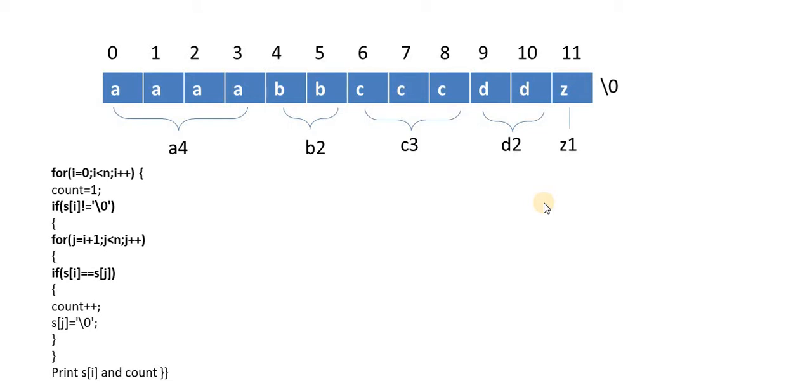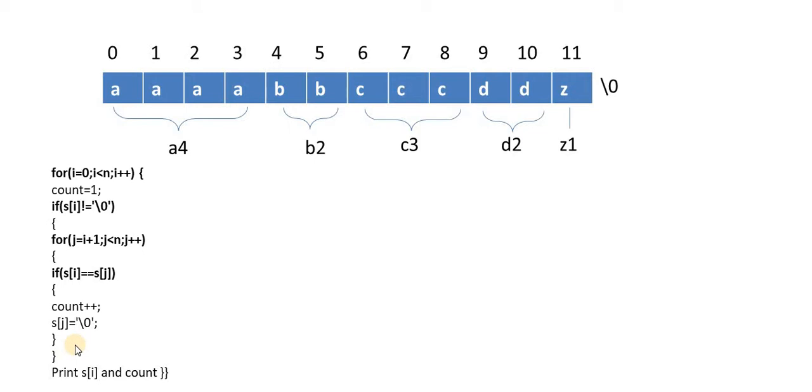In this logic I have used two for loops. The first for loop covers the rows and the second for loop covers the columns of the string. In the first for loop, i is equal to 0, i is less than n, where n denotes the length of the string. After the first loop is entered, inside the for loop of i we declare count is equal to 1.